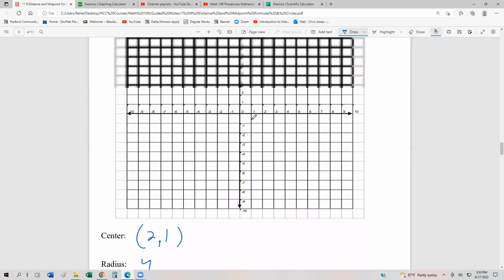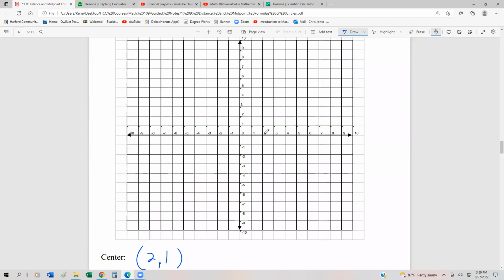Okay, so if we plot this, we go to the point (2, 1), which is going to be right here, and the radius is going to be 4. So essentially, to plot this, all you're going to do is just go up 4 units. So 1, 2, 3, 4. And then you're going to go left 4 units. 1, 2, 3, 4. You're going to go right 4 units. 1, 2, 3, 4. And then finally down 4 units. 1, 2, 3, 4. All right. And then I'm going to do my best to draw a circle. A little bit tough, but I'll manage. Right. So that's our circle.